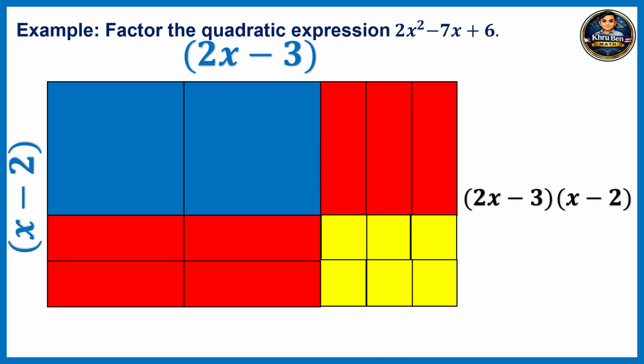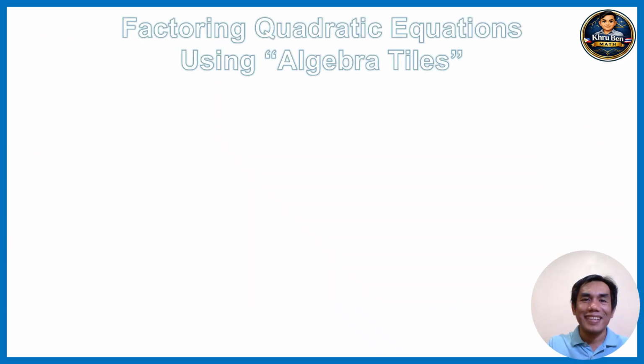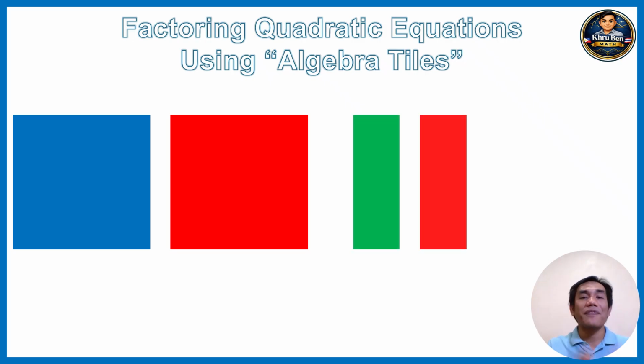So, factoring does not have to be just a process of guessing and memorizing. With algebra tiles, we can see the mathematics. We can see how the terms fit together, how the rectangle is formed, and how the factors are obtained. And that is how we factor quadratic expressions using algebra tiles.